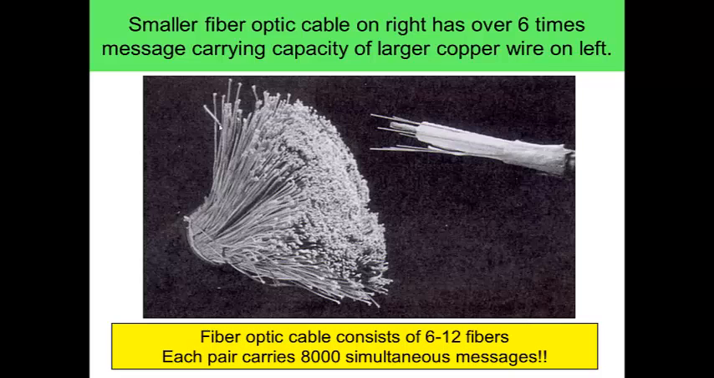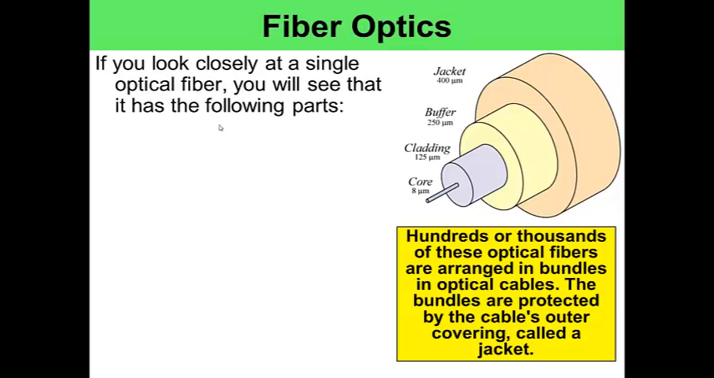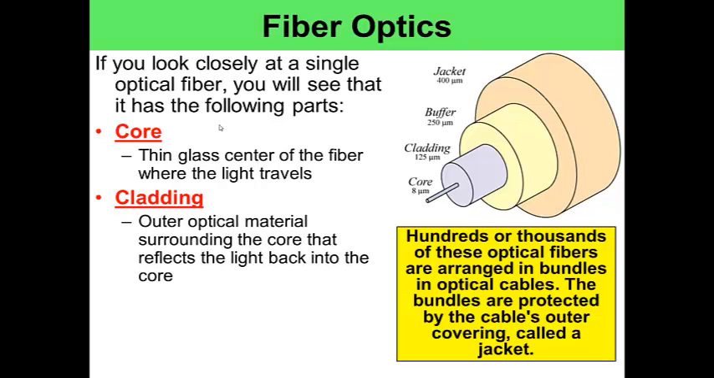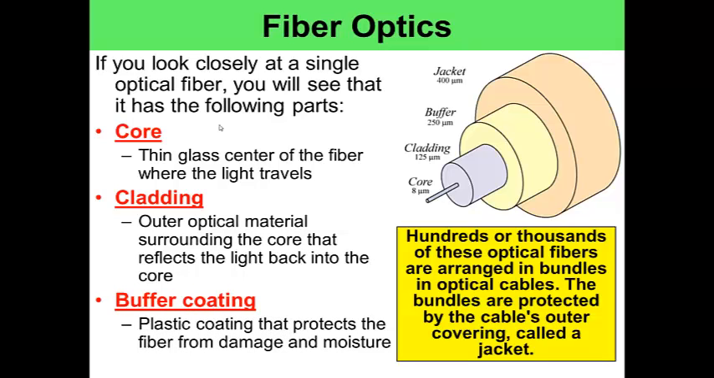The fiber optic cable contains 6 to 12 fibers. Each pair carries 8,000 simultaneous messages. If you look closely at a single optical fiber, you will see it has the following parts. It has a core, which is a thin glass center where the light travels. It has cladding, which helps reflect light back into the core, and it has a buffer coating that protects the fiber from damage. Hundreds or thousands of optical fibers are arranged in bundles in optical cables. The bundles are protected by the cable's outer covering called the jacket.